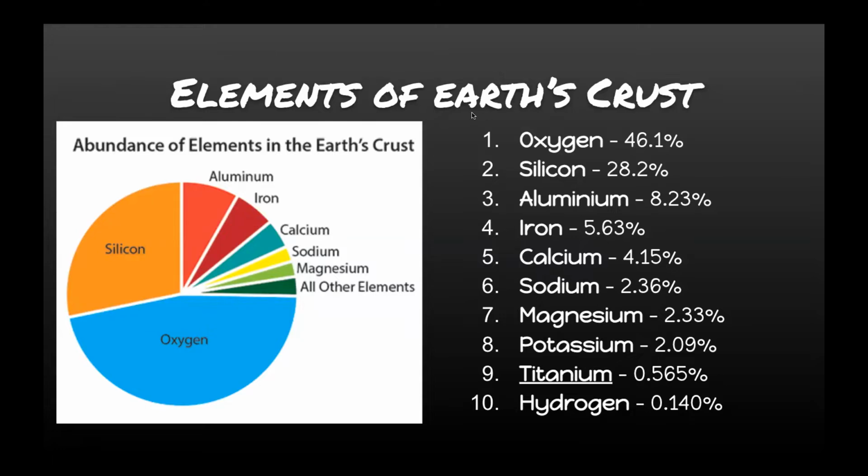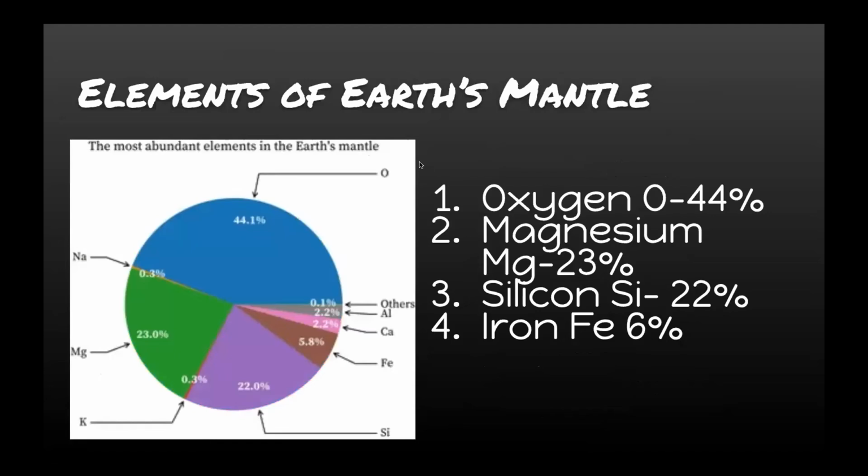A lot of times when you research the elements of the earth, it'll come up with the top 8, but I included the top 10 just in case you wanted to get a little more specific. So like I said, 46% is oxygen, 28% is silicon, 8% aluminum, iron 5%, and so on. As we move into the earth, it changes.